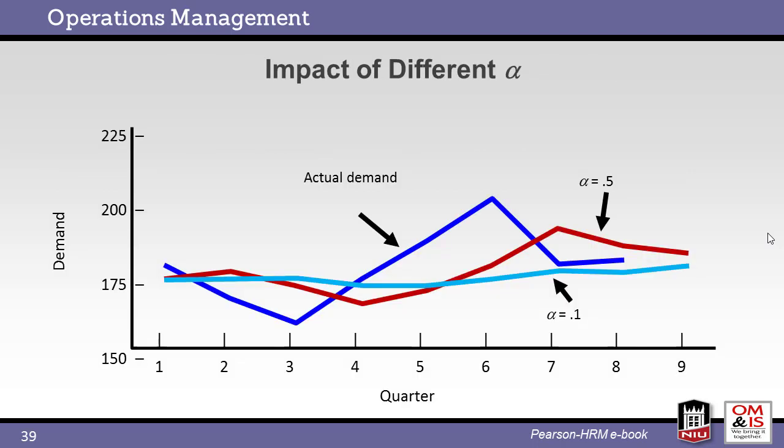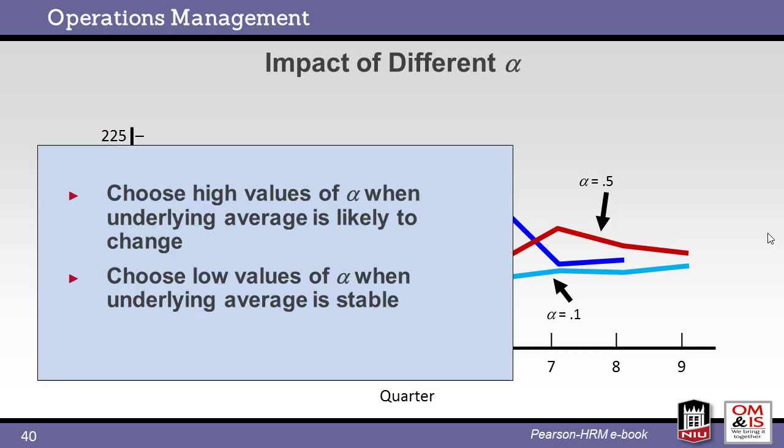This graph compares the forecast using different alpha estimates versus the actual demand. Note that a low alpha has smoothed out the forecast, while the higher alpha results in a more responsive forecast. Generally, we choose high alpha values when the demand is likely to change, but lower values with a stable demand.